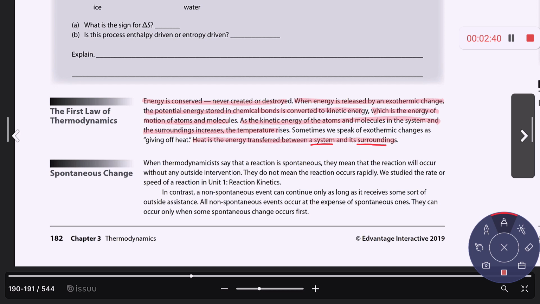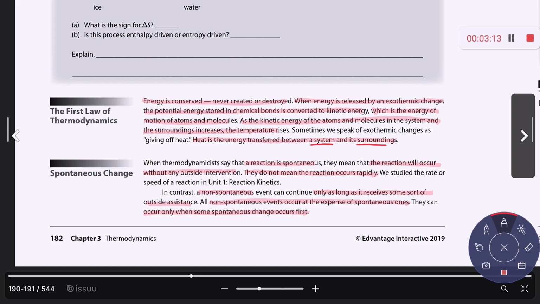Now, let's talk about spontaneous changes. So when we say that a reaction is spontaneous, that means the reaction occurs without any outside intervention. That doesn't mean that it happens rapidly. Okay, if I'm talking about a non-spontaneous event, then that will only happen as long as it receives some sort of outside assistance. Generally speaking, non-spontaneous events happen at the expense of a spontaneous reaction. So that means they will only happen if a spontaneous change occurs first.